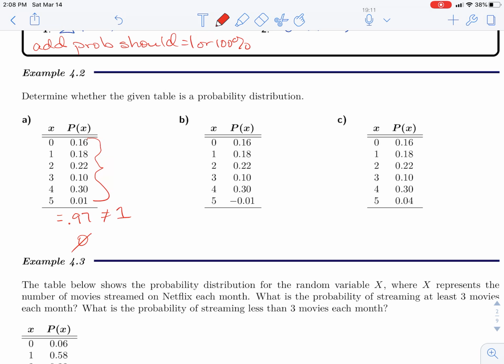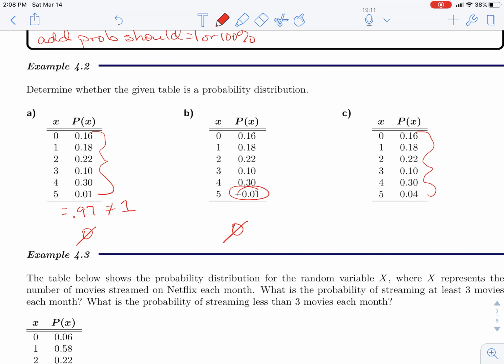And you could probably tell what's wrong with B. Remember, we have to be between 0 and 1, so that negative ruins it for us. You can't have a negative chance of something occurring. I mean, if it can't occur, it's just 0 chance. But all of these add up to 1 or 100%. So that is our probability distribution.